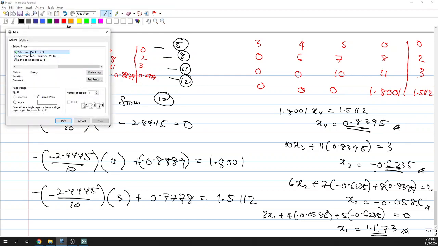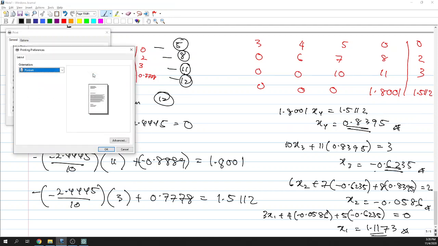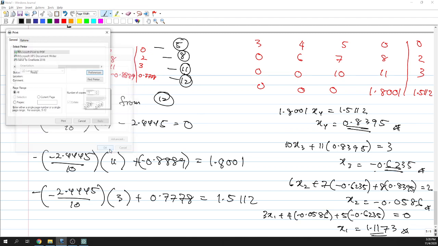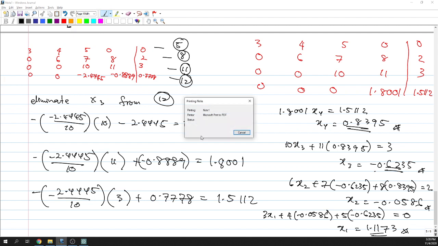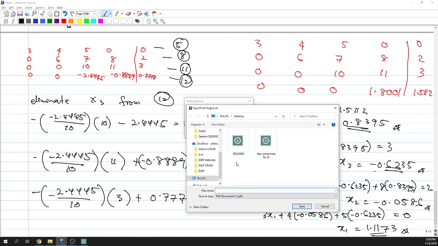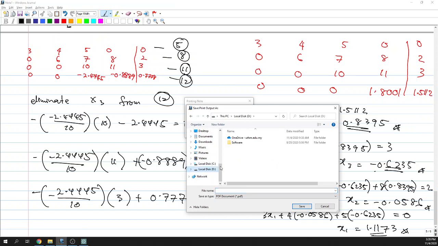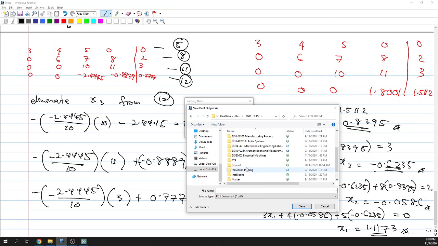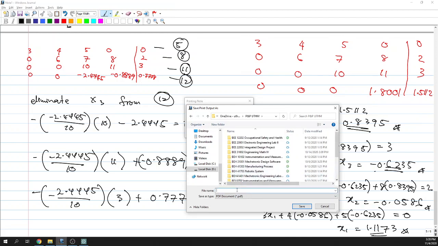Menjerit korang. Alamak, tak boleh type apa-apa lah.